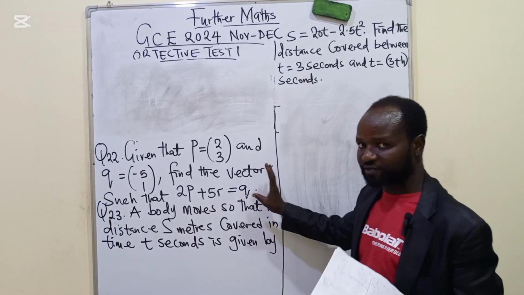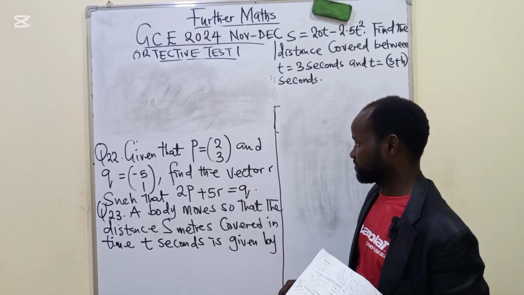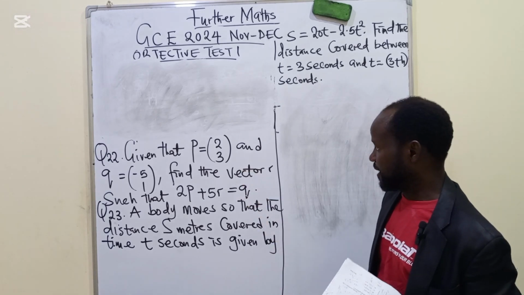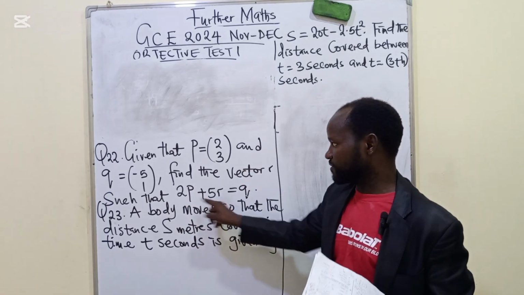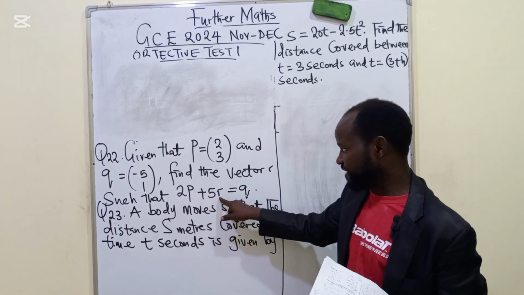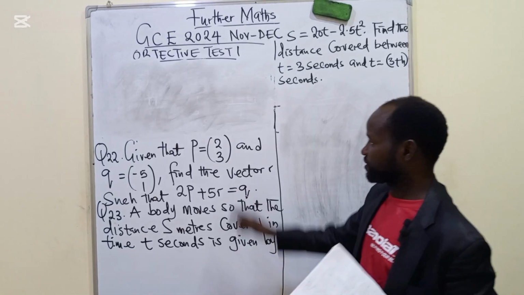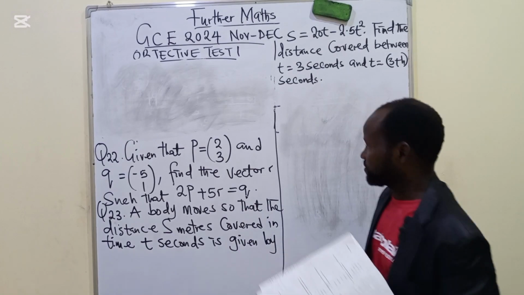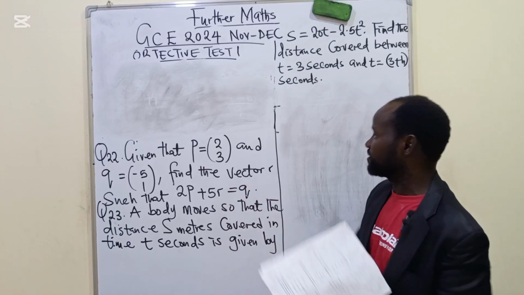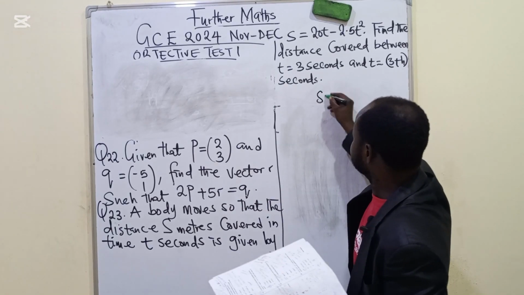This is from vectors. Very important. That's applied mechanics. These two are scalars: in 2P, the 2 is a scalar and P is a vector; in 5R, R is a vector and the 5 is a scalar. Very important. Let's look at how we can simplify this. To do this, we have to make R the subject of the formula because we are asked to find vector R. So, let's write down the solution.